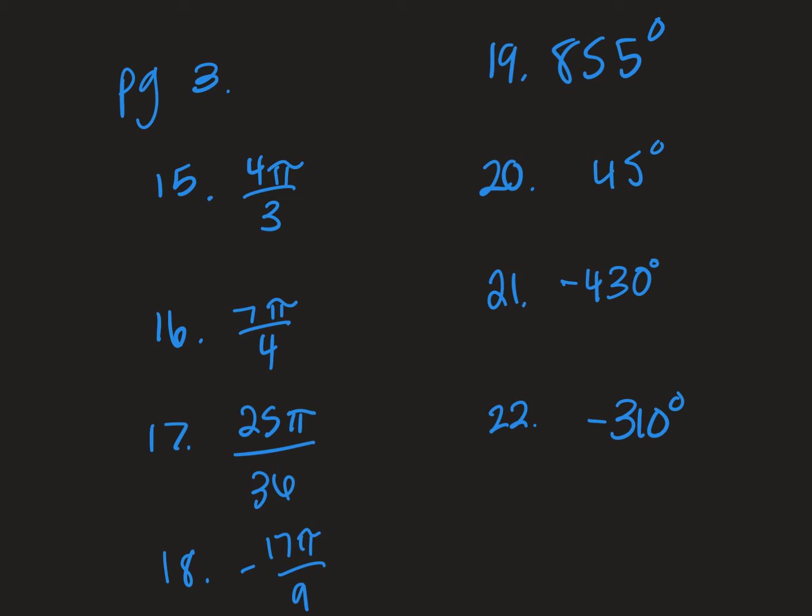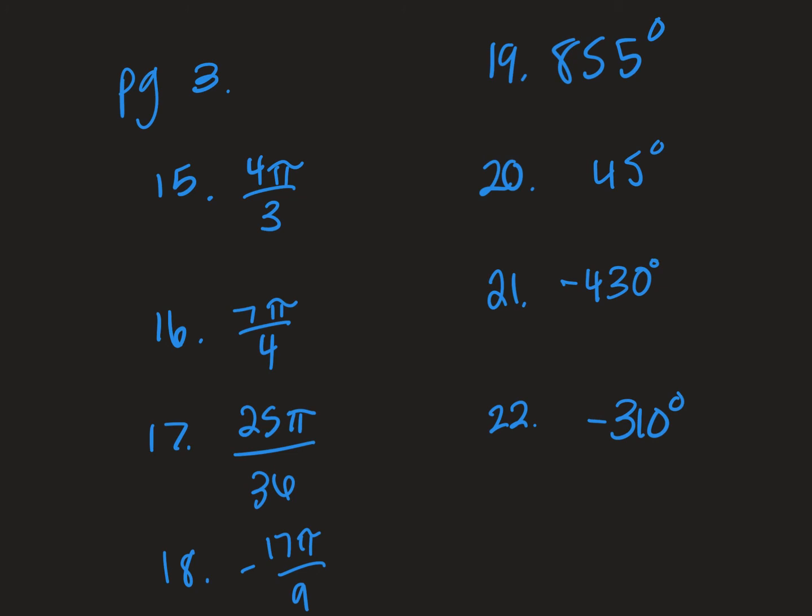Okay, so then number 15 through 18, we're converting from degrees to radians. So remember, in that case, you're multiplying by pi over 180. So number 15 is 4 pi over 3. 16 is 7 pi over 4. 17 is 25 pi over 36. And 18 is negative 17 pi over 9. Remember to reduce those fractions.